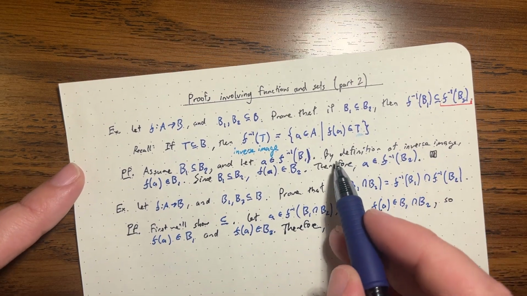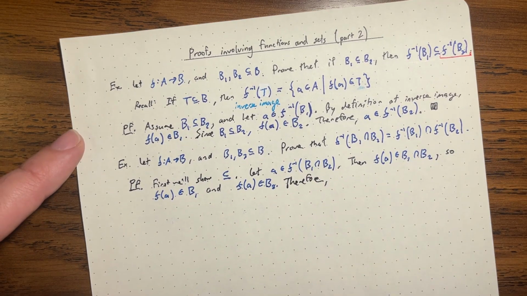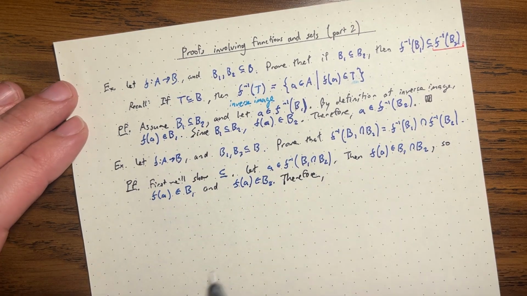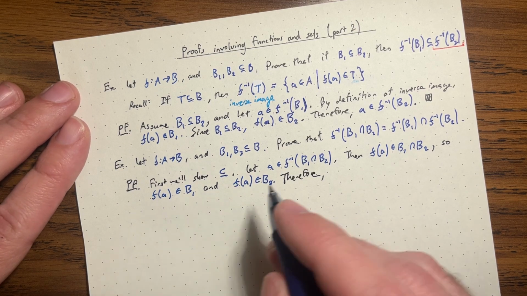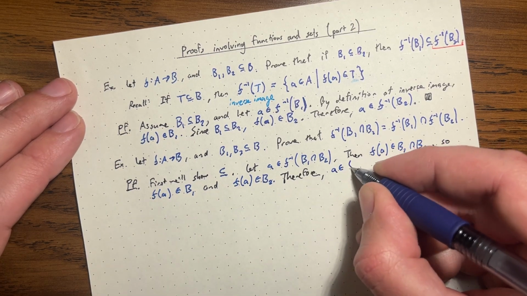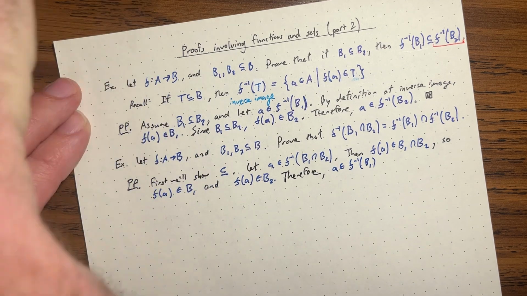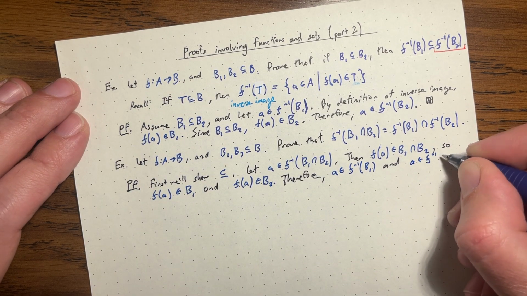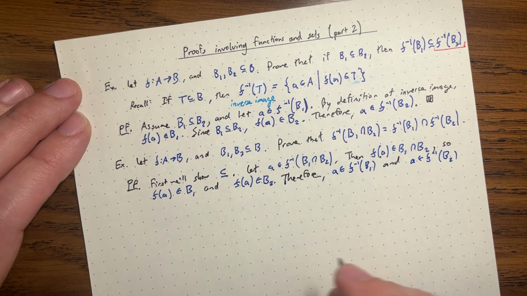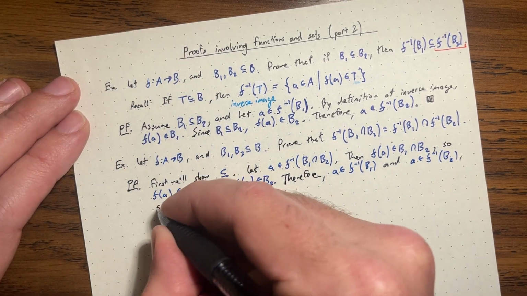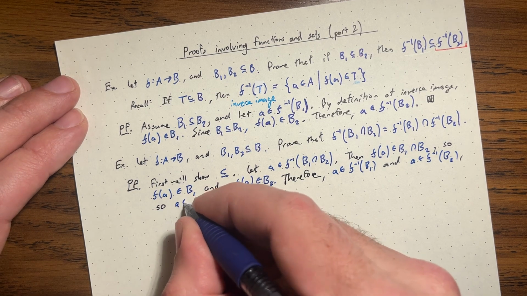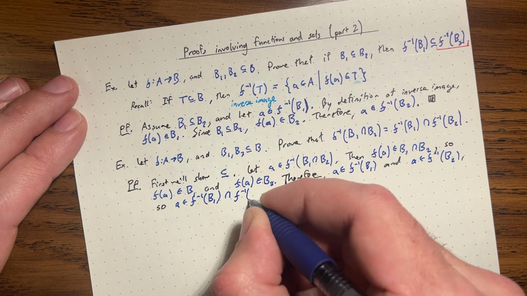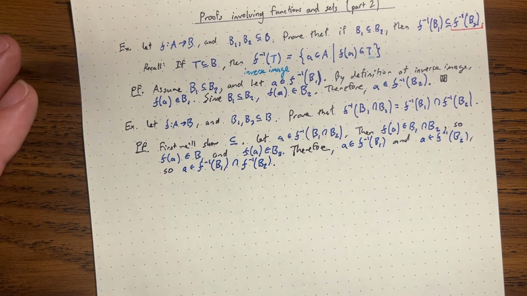So you don't have to repeat this every time you do it, especially if the reader is well aware of what this is. But sometimes it's good to point out. So you can say by definition of inverse image, for example, it means A is in f inverse of B1, and A is in f inverse of B2. So A is in the intersection. That's all there is to it. Okay, so A is in f inverse of B1 intersect f inverse of B2. Very nice.